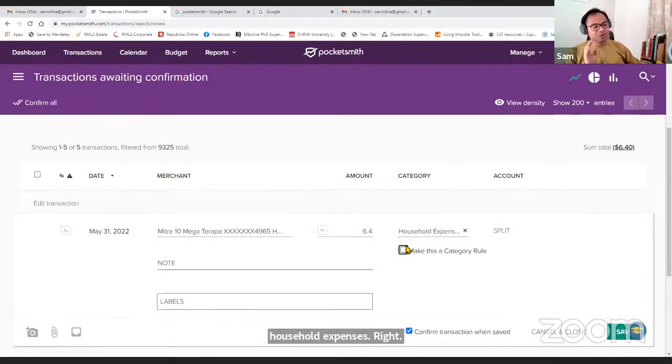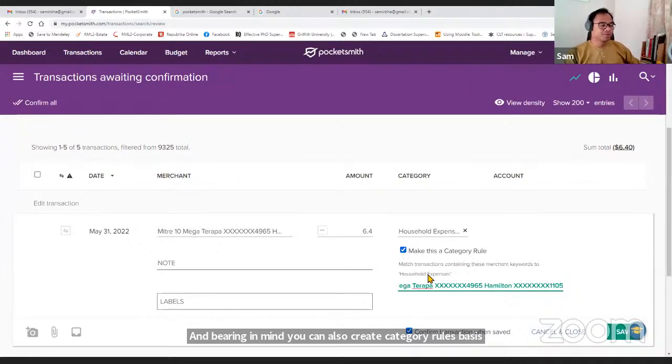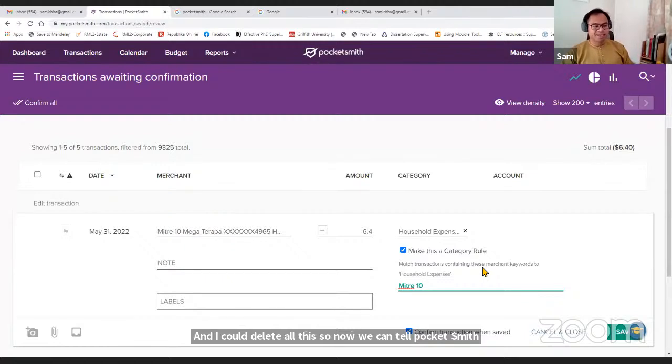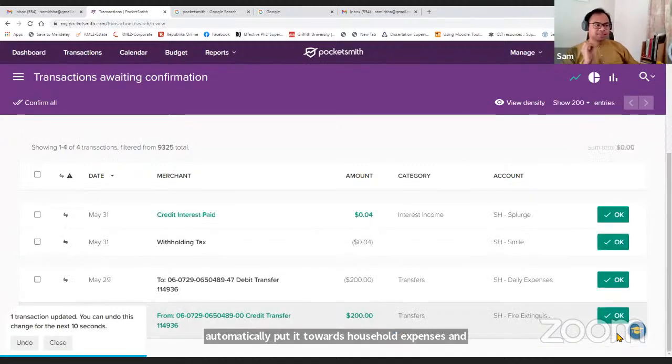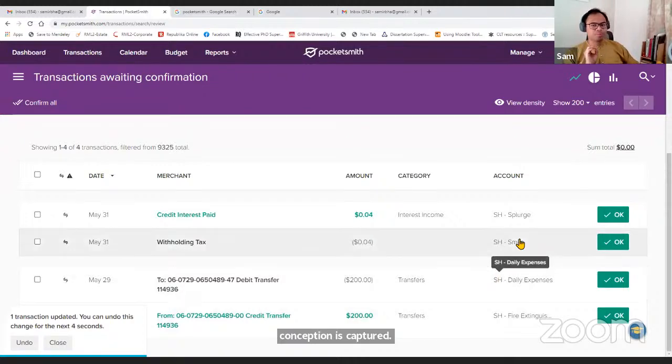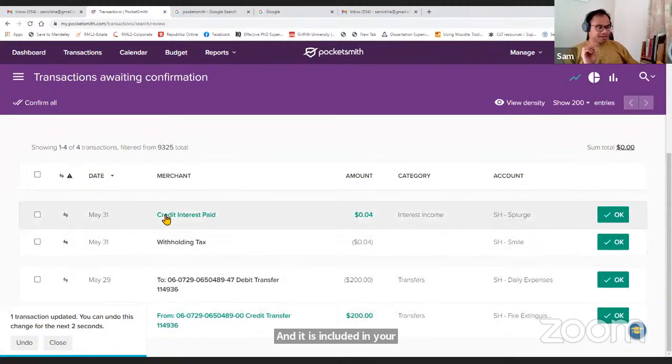And bearing in mind, you can also create category rules based on these transactions. So you can even create a category rule, and we could say that transactions containing these merchant keywords, and I could delete all this. So now we can tell PocketSmith that anything that contains My to 10 is automatically put towards household expenses. And when we save it, the transaction is captured and it is included in your report as well.